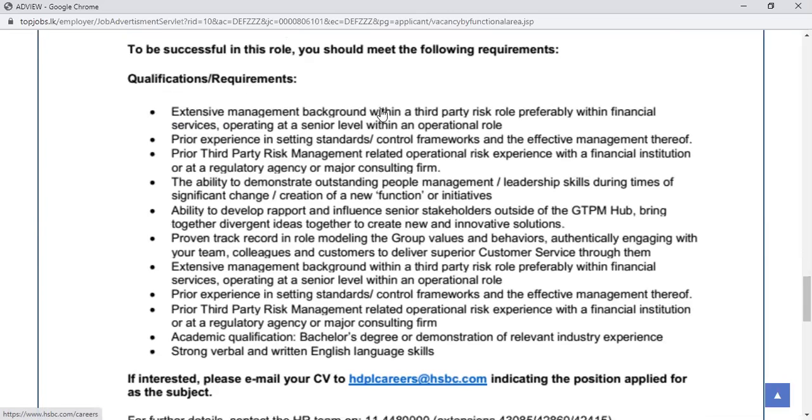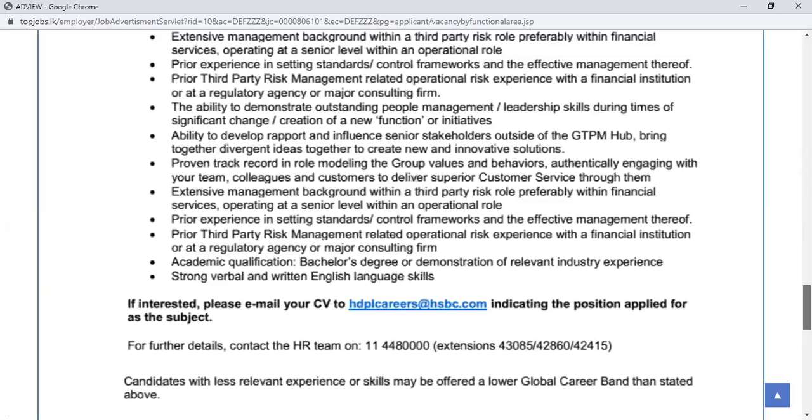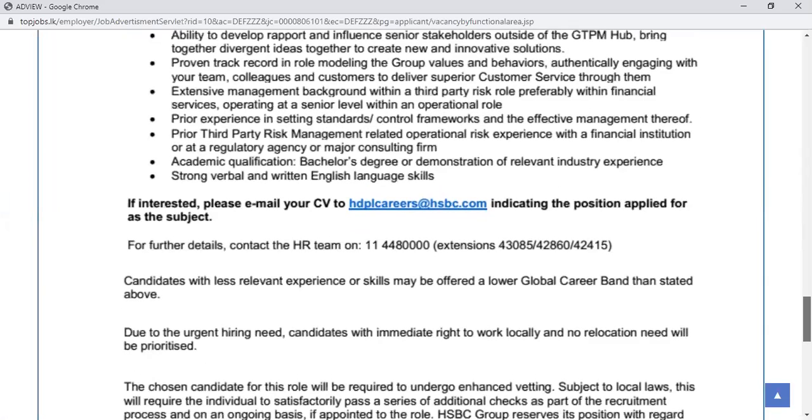Extensive management background, prior experience in this system, banking system, and so on. Academic qualification, they're asking for a bachelor's degree or a demonstrated relevant industry experience, or strong verbal and written English language. So you can see, guys. My viewers, you can see this is the expected level, and the method of application is also mentioned.